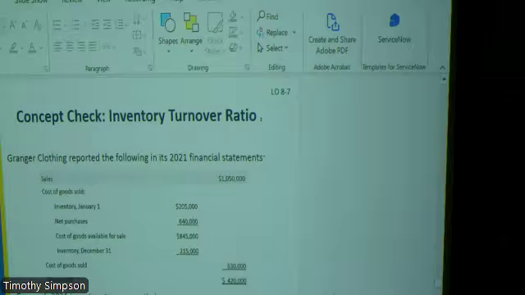We're mostly interested in the turnover ratio. I guess we are interested in gross profit, but sales is what we're really not interested in. So the idea is we're going to take cost of goods sold divided by average inventory. That's what inventory turnover is. So cost of goods sold is 630. What is average inventory?